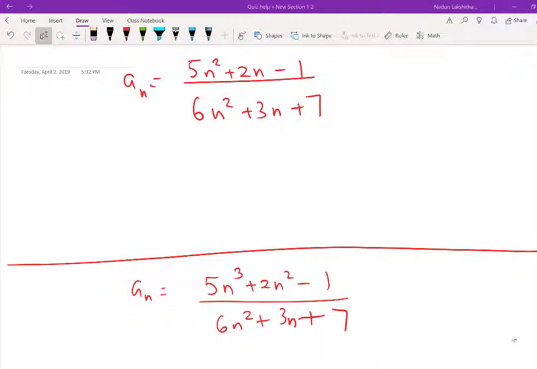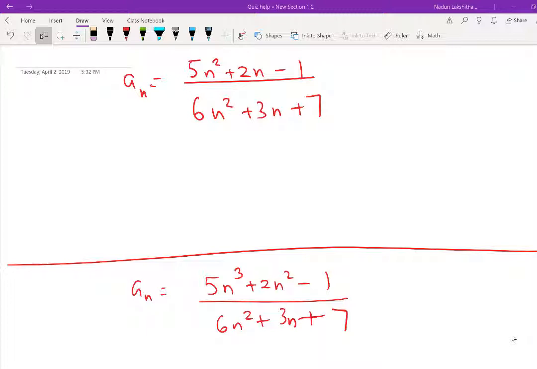Alright, hello everyone. So in this video we are going to learn about sequences where the general term is a rational function, a polynomial over a polynomial, as you can see in these examples on the screen. Alright, now we are going to visualize this also. Okay, so here's the sequence.